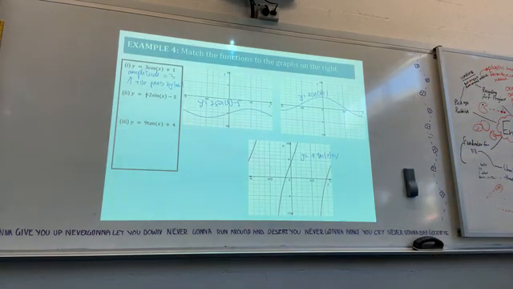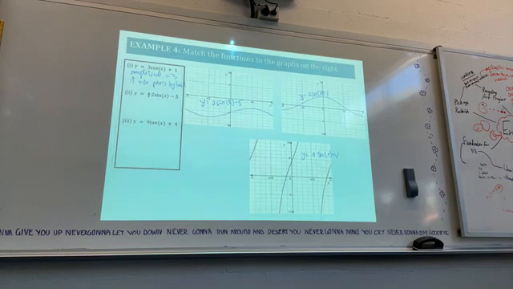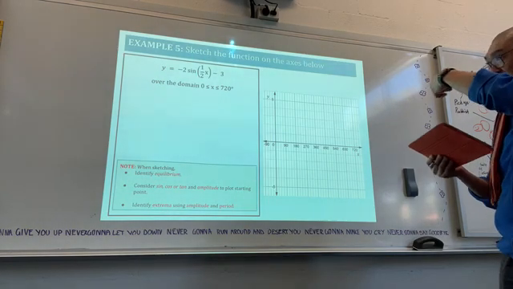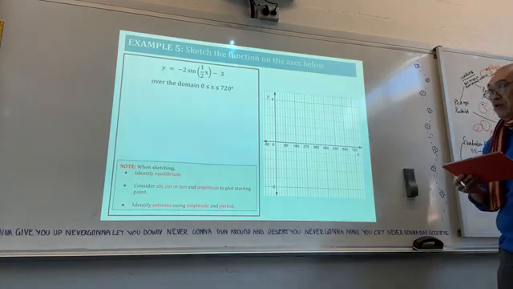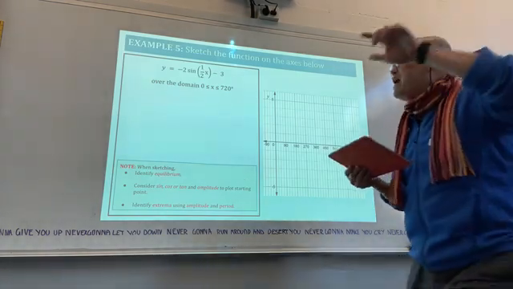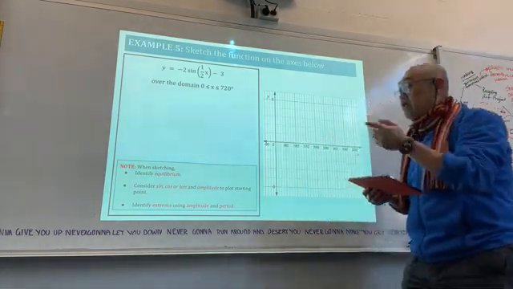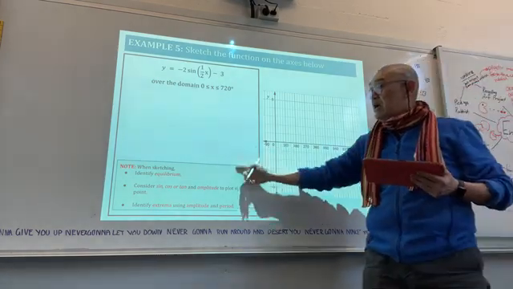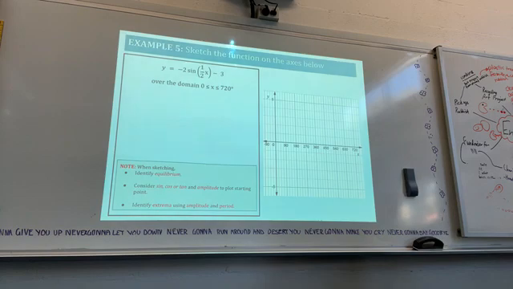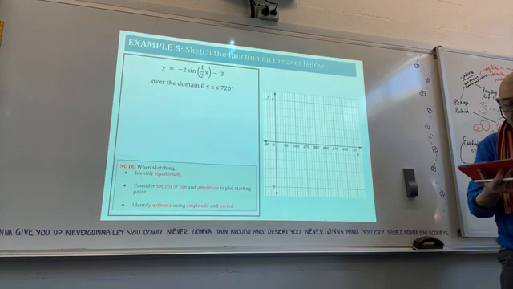Alright, let's look at something else. Are you all happy with it so far? Yeah. Alright, let's move on. Can you sketch a function on the axis? Not below, on the side. Over the domain of 0 to 720 degrees. This time, instead of 1 rotation, there are two rotations. Now, here, I've given you the note. When you do something like this, identify the equilibrium, consider sine or cos, the period and amplitude to plot the starting point, and then identify extrema using amplitude and period.